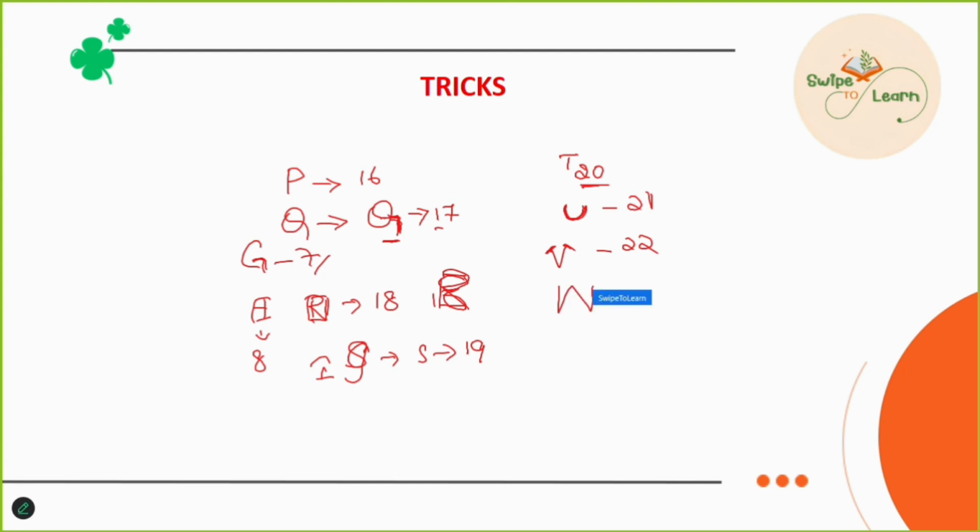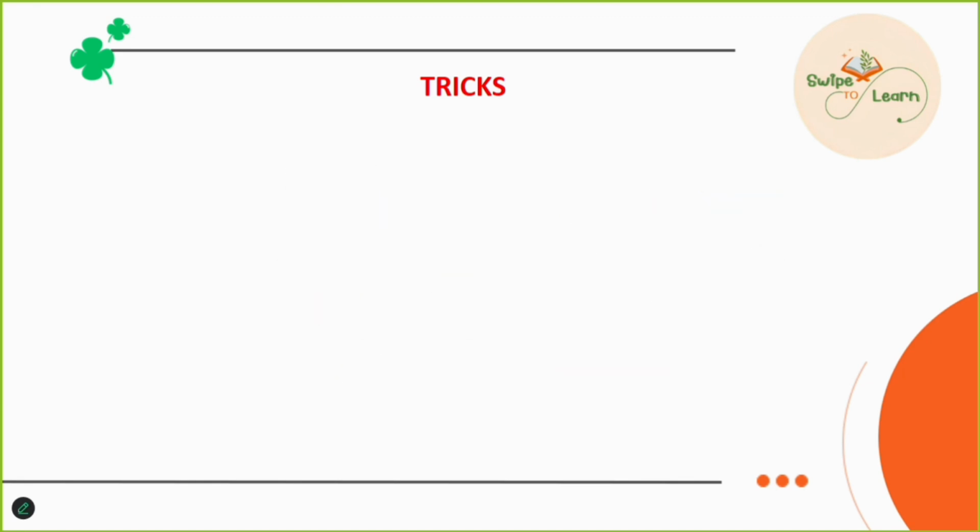And for W, we have 1, 2, and 3 cross sharp edges. So W as 23. U, V, W, and the next X. You can easily remember that X has 4 sharp edges, so X is 24. And Y, Z, you can easily remember that Z is the last one, which gets 26 as a number, and Y gets 25 as a number. So in this way, you can easily remember all the alphabets.